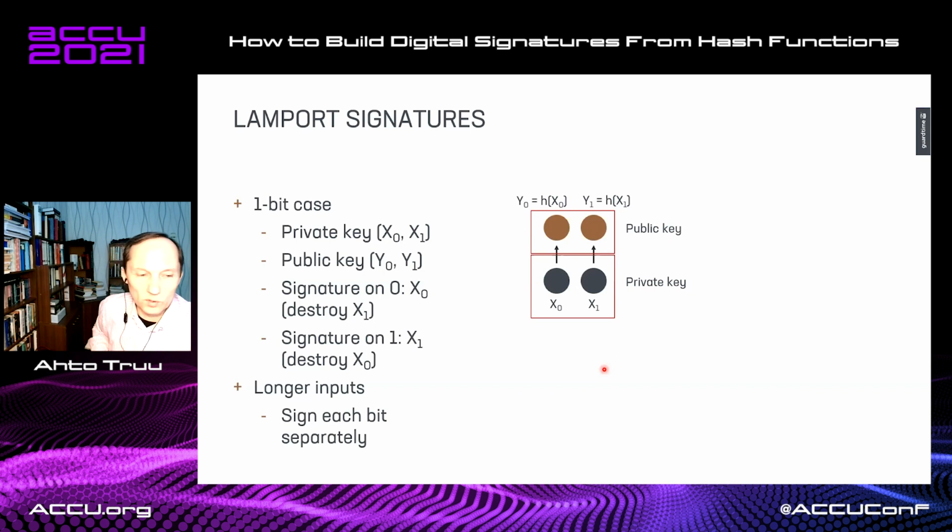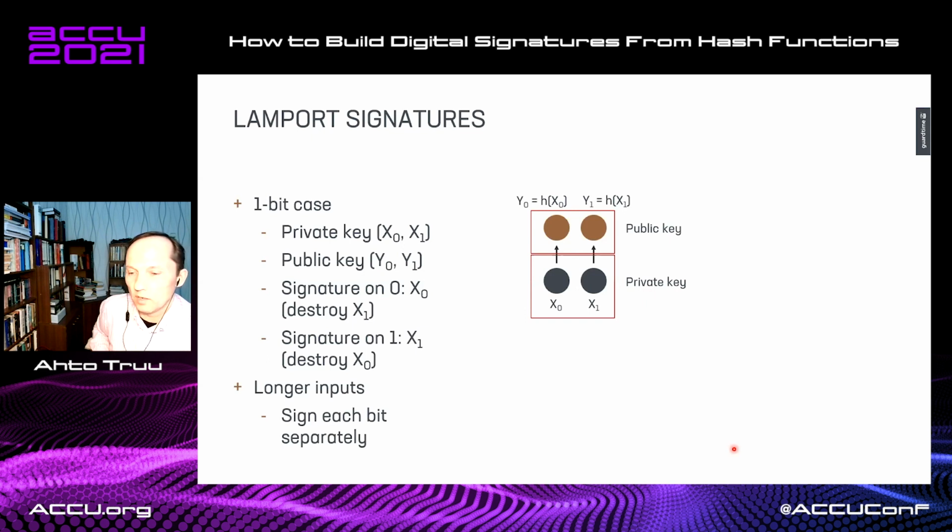Now, what if you want to sign a longer input? Because normally, in some cases, if the message that you want to sign is just yes or no, one bit will be good enough. But oftentimes you want to sign something longer. Then what you do is you make a batch of private keys and a batch of corresponding public keys, and you can sign each bit of your input separately. And this is perfectly secure.